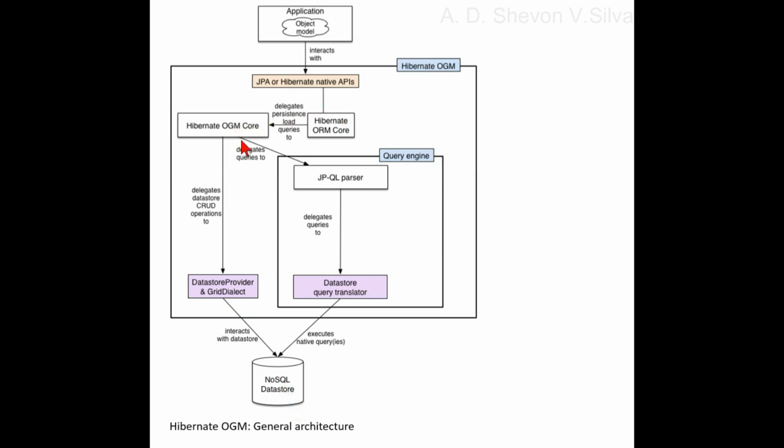Here Hibernate OGM core delegates queries to the JPQL parser. JPQL parser and data store query translator are inside the query engine. JPQL parser delegates queries to the data store query translator. Data store query translator executes native queries, and the data store query translator is connected to the NoSQL data store via native queries.